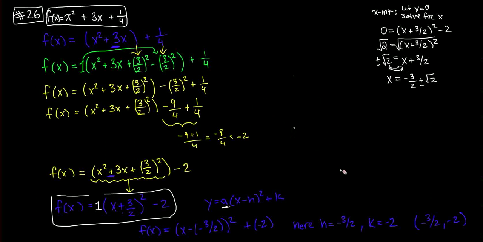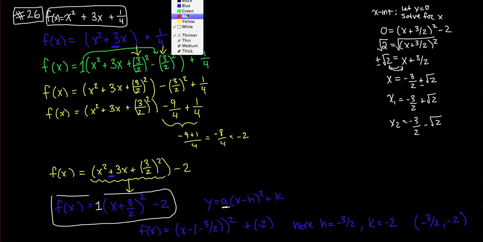So let me just find this, because I don't think anything's wrong. So the first x-intercept is going to be negative 3 over 2 plus the square root of 2, and the other one is going to be negative 3 over 2 minus the square root of 2. So let's go ahead and find the y-intercept. So the y-intercept is: let x equal 0, solve for y.